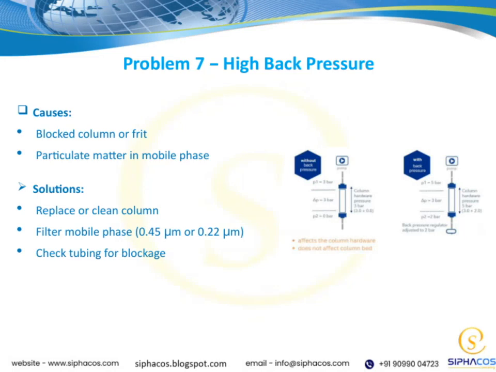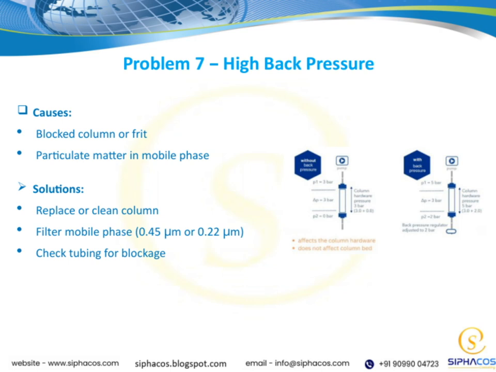Now, let's move on to problem 7, which is high back pressure. This issue can often be traced back to a couple of common causes. One of the main culprits is a blocked column or frit, which can restrict the flow and increase pressure. Another cause to consider is particulate matter in the mobile phase, which can also clog the system and contribute to high back pressure.